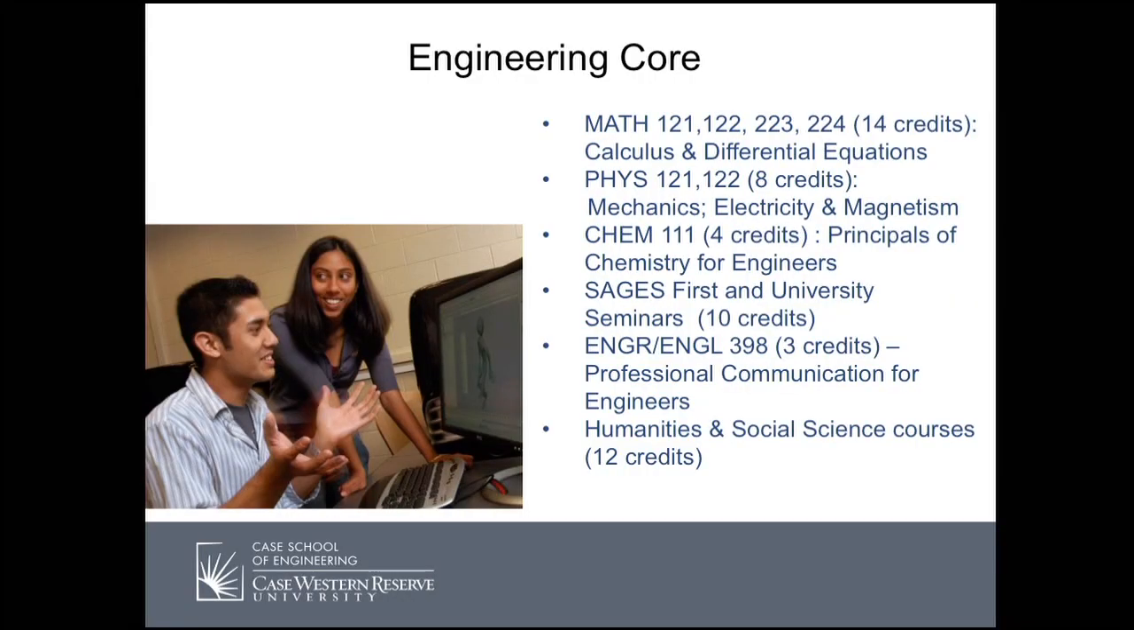First, we'd like to speak to you about the engineering core. There are two components with respect to that core. They're the basic math and science courses that are required, and secondly, the specific engineering courses that are required. What you'll see in this first slide on the engineering core are the listing of the 4 math courses, calculus and differential equations, the 2 physics courses, the basic chemistry courses, and other things that are required for all of our students at the university.